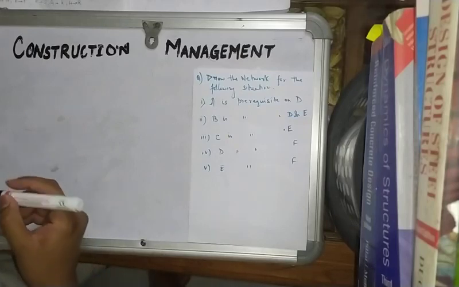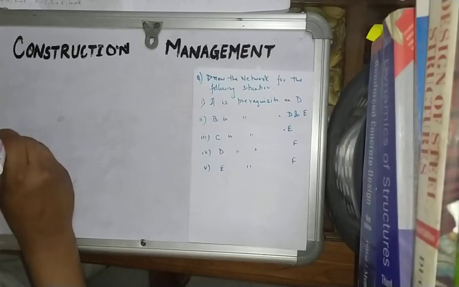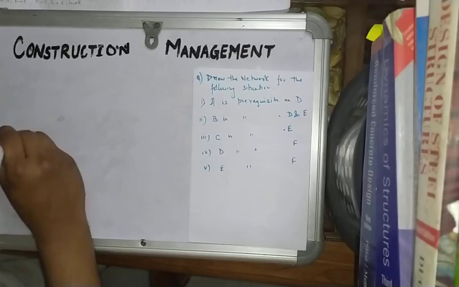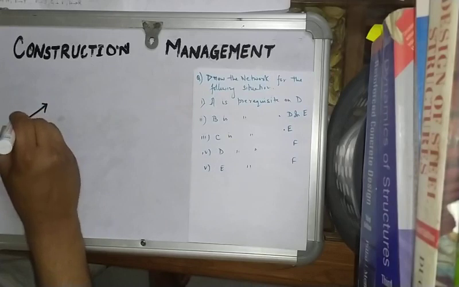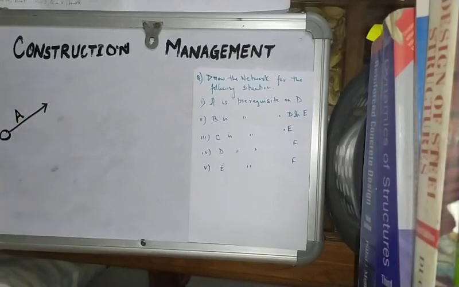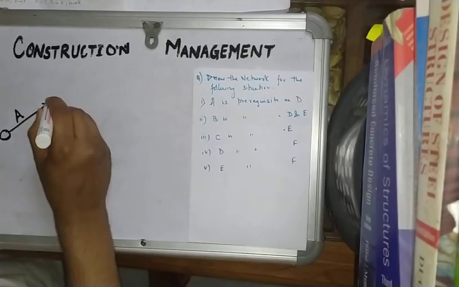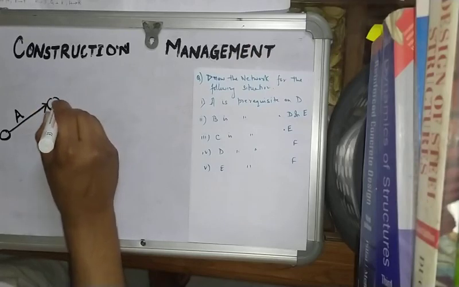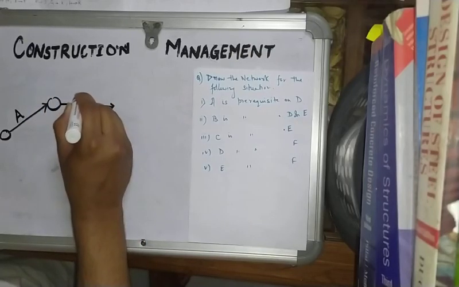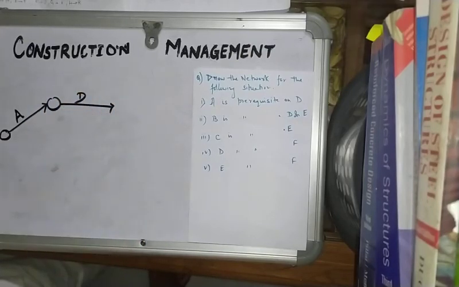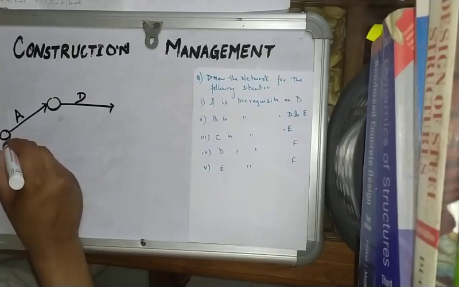So firstly, we'll have an activity A. This activity A is prerequisite on D. So we'll be having another activity D. Now B is prerequisite on D and E. So there will be another activity E. So there will be one more activity B.